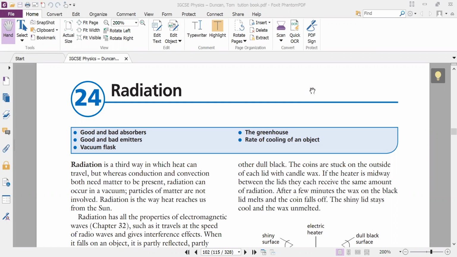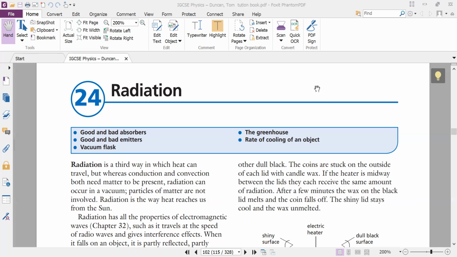The first most important thing about radiation: as we discussed, there are heat transfer methods from one place to another. The first one was conduction, and then convection. So this is the third type by which you can transfer energy from one place to another place. But this one is different in radiation.